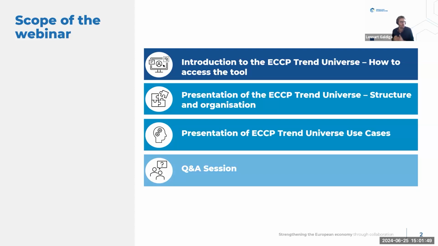So a brief outline on what we want to achieve today. In the beginning, I will give you a short overview on how to access the tool on the ECCP. Afterwards, Mr. Ettinger will take over and will show you the structure, give you an overview about the content and the organization of the Trend Universe. And then the focus will be the Trend Universe use cases. And of course, we don't want this to be top-down, only us talking. We want this to be interactive. So there will always be room for questions and answers to also see what your needs and questions are to what we present.